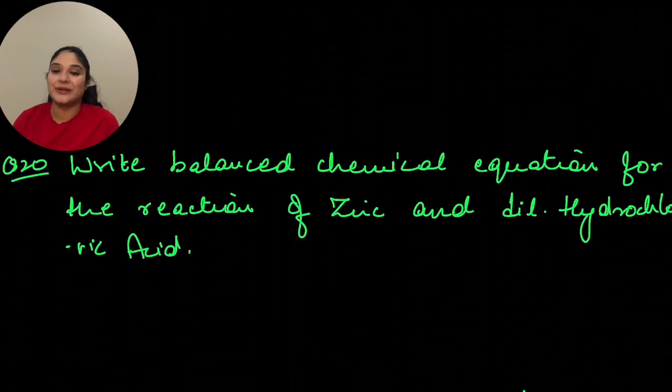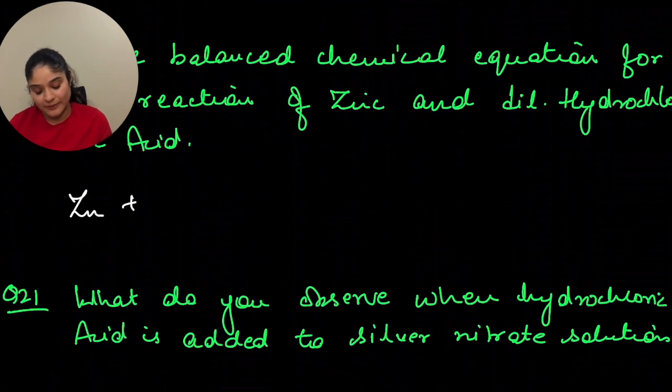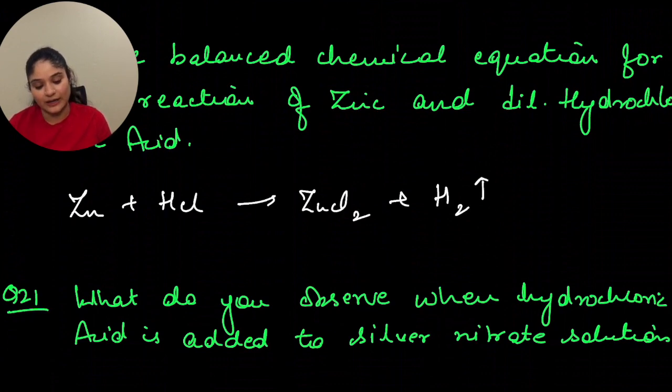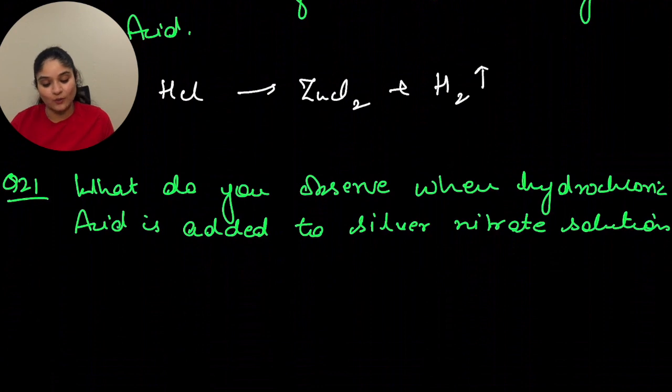Let's move ahead to the 20th question. Write balanced chemical equations for the reactions of zinc and dilute hydrochloric acid. So that's simple. You have zinc plus HCl, that gives you ZnCl2 plus hydrogen gas. Let's move to the next question. What do you observe when hydrochloric acid is added to silver nitrate solution?